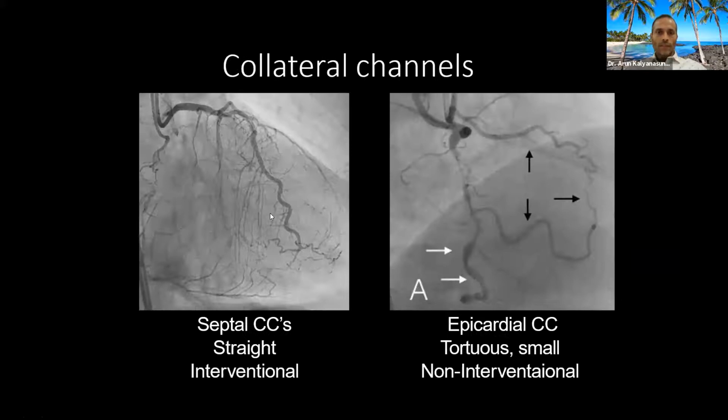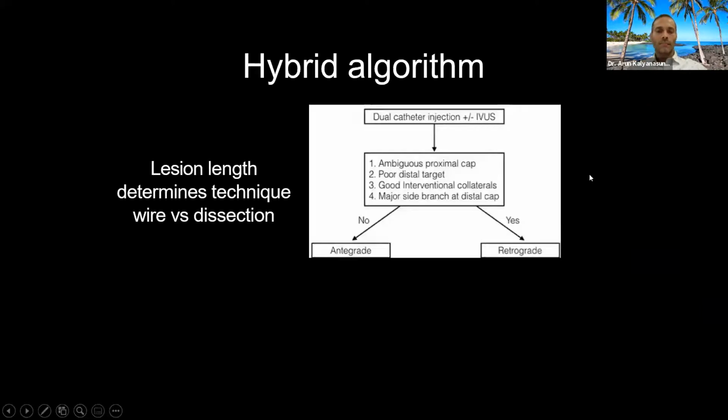Now, collateral filling again. This is a slam dunk. I mean, you've got a million collaterals to choose from. This is not bad. In fact, they said it's non-interventional, but it's definitely a high grade interventional collateral, if you're going to call it that. So how do we put this together, right?